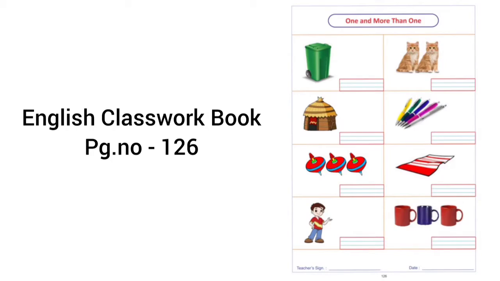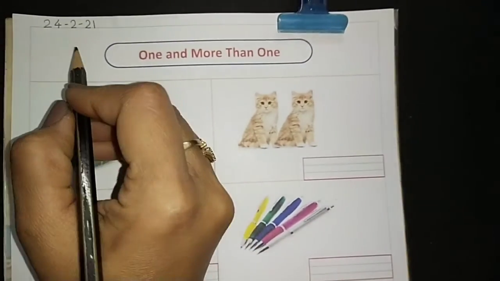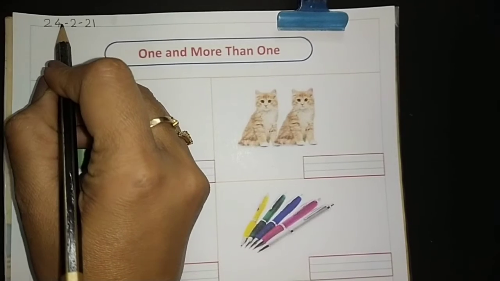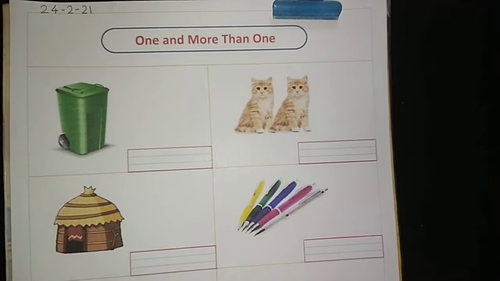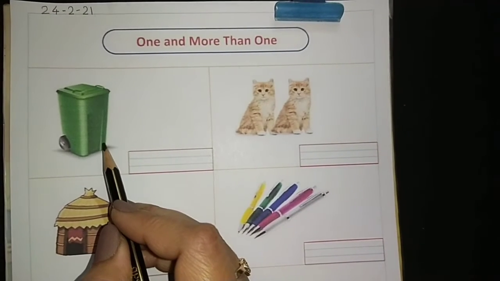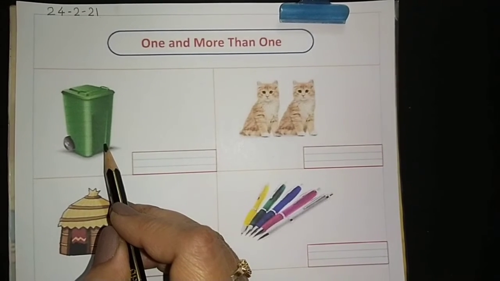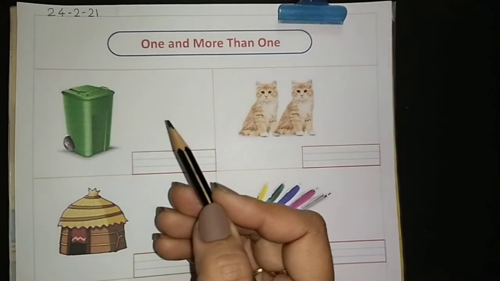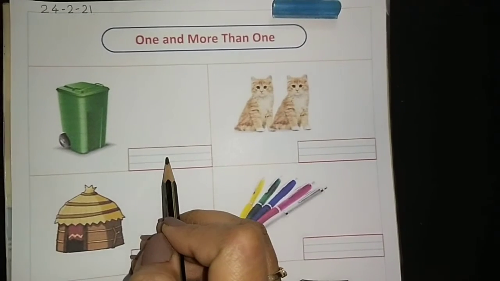Now it's time to do an exercise for the same in our English classwork book page number 126. Kids, in this page also, first we will write date 24-2-21. First we will recognize the picture, then we will count it. It is 1 or more than one, then we will write the spelling of it over here.